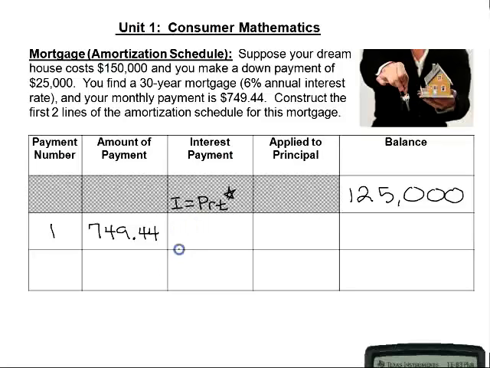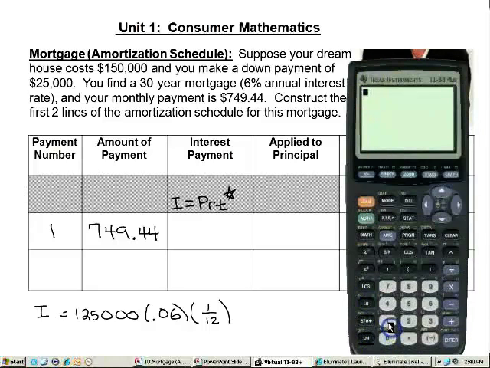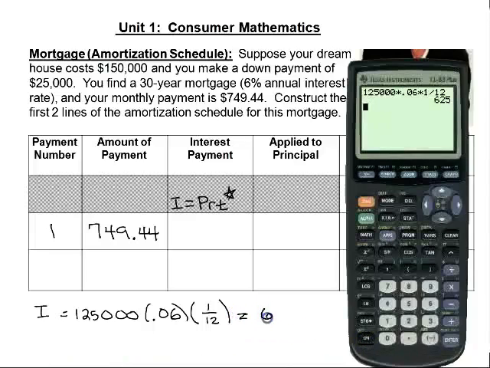So to find the interest payment for our first payment, I'm going to come down here. We take our balance, which is $125,000. Then multiply it by the annual interest rate, which is 6% or 0.06. And then our time is going to be 1/12 because we're making a payment every month, and a month is 1/12 of a year. So to see how much of our first payment is going toward interest, we take our balance, $125,000. We multiply it by 0.06, the annual rate, and then we multiply by 1/12 because this payment covers 1/12 of the year. So our first payment, $625 of that is going toward interest. Of our $749.44 payment, $625 of that is going toward interest.